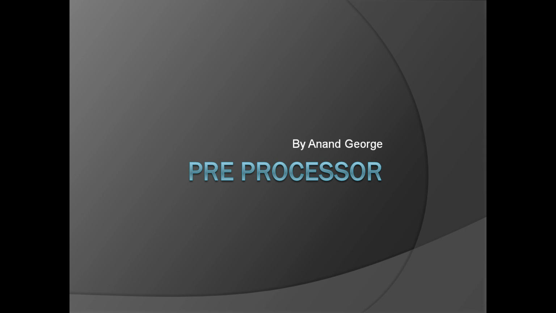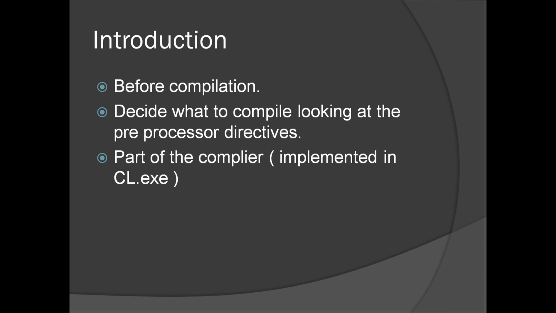In this presentation, we're going to discuss the preprocessor. Pre-processing of the source code happens before compilation. It generates the file to compile, looking at the preprocessor directives in the source code. It is implemented as part of the C compiler, or the cl.exe.